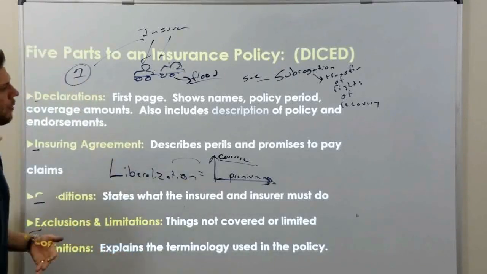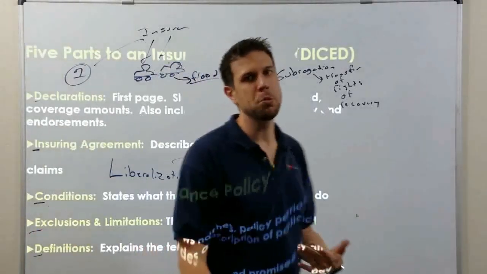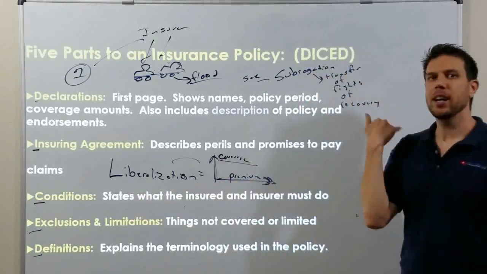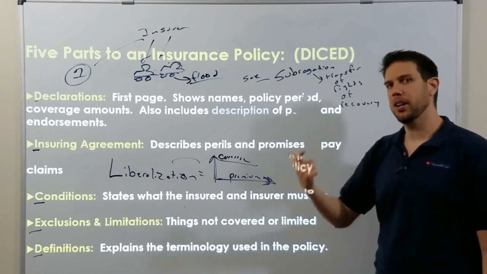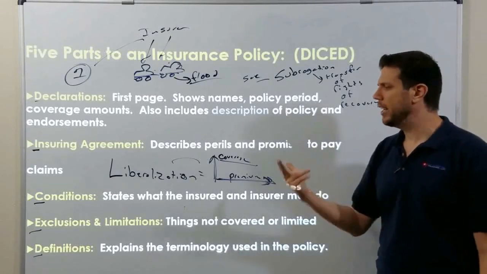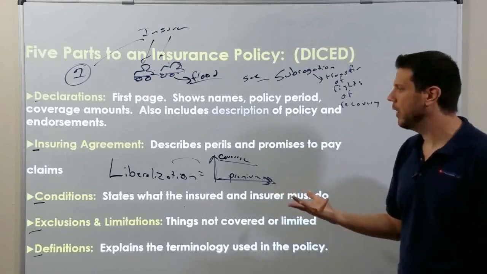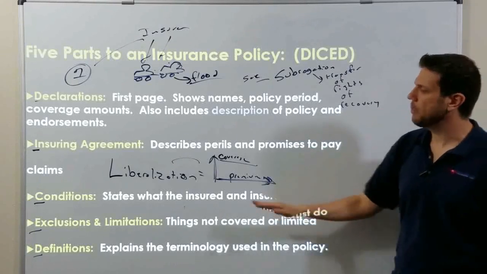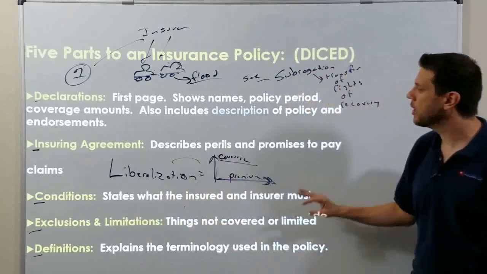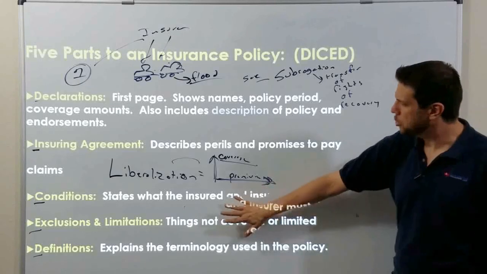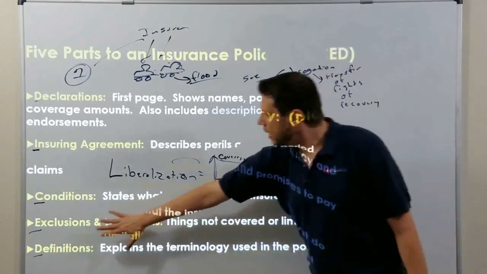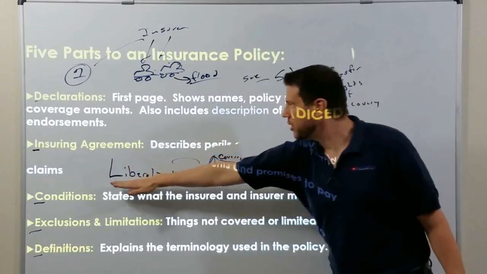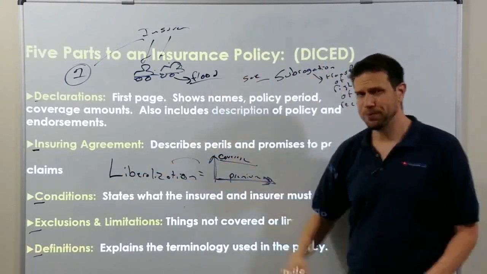You have 30 days to notify the insurance company. Then you have to submit proof of loss within 90 days. Exclusions are things not covered, like earthquakes, underground pipes, intentional loss, inherent vice. Limitations are things that are covered, but up to a limit. So like business personal property was $2,500. Jewelry was up to $1,500. And then the definitions clarify the terminology used in a policy. It's where it defines what these words mean.